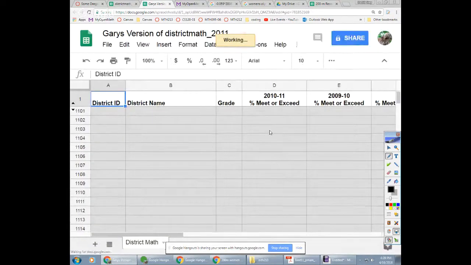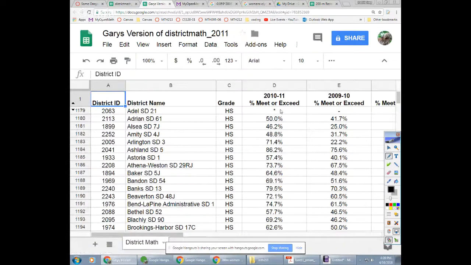Okay, so in the take-home test, I'm going to ask you to analyze the 2010-11 data, the percentage of students in a given school that met or exceeded the standard. This one is about the math standards. The one you're going to analyze is about the writing standards. So I've got all this information here. For some reason, we don't have information from the Adel School District. The Adrian School District, 50% of the students met or exceeded. And notice there's a lot of variation here. 71, 86, 73.